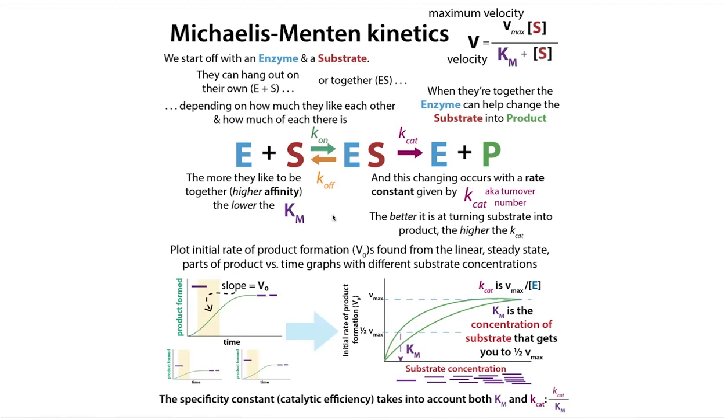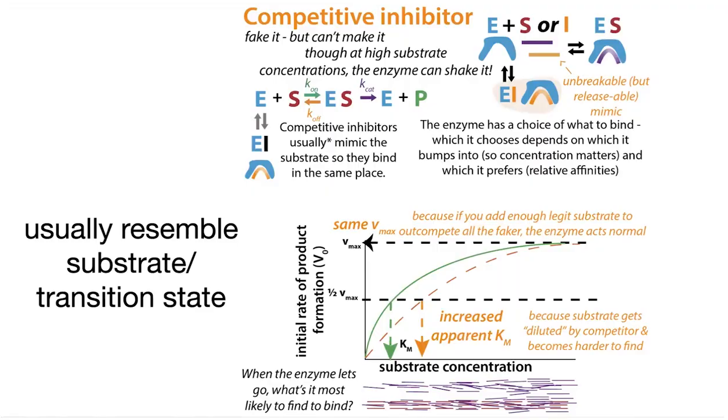Now let's look at how these kinetics are going to be influenced by our inhibitors. Our competitive inhibitor is competing with the substrate for that active site. It can only bind the enzyme when it's alone, because if the substrate's there, there's no room. It usually is going to mimic the substrate and bind in the same place.